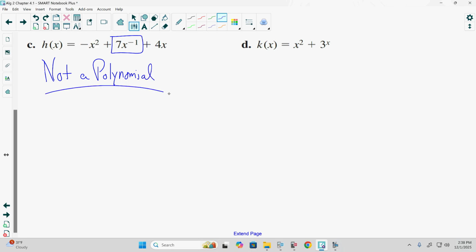We don't have to necessarily identify what it is, but this would actually be considered a rational function. Because the only way to make that exponent positive, because we have to have it positive, would be moving it from the top of the fraction to the bottom, telling us really that that middle expression is 7 over x. Fractional expression. You don't have to write that, but I'm just pointing out this is why it's not a polynomial. Because this function would be considered a rational function. Questions on A or C?